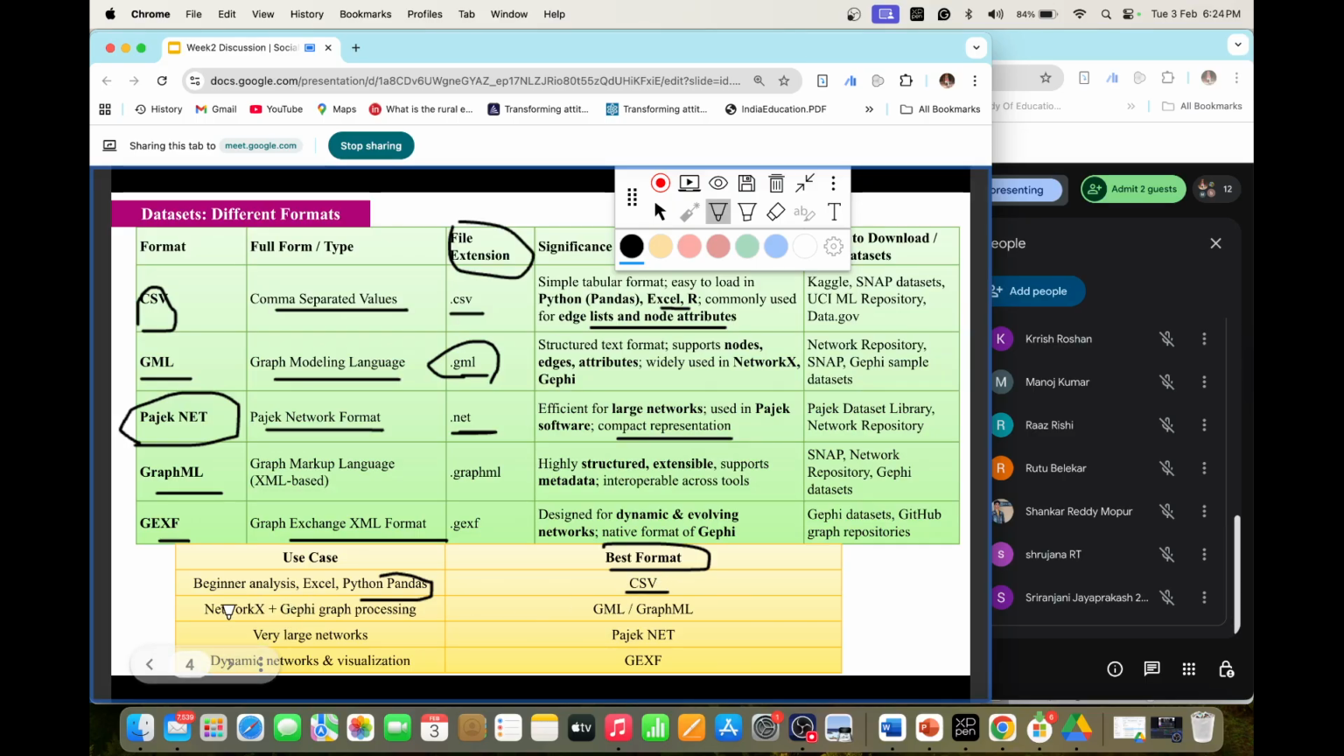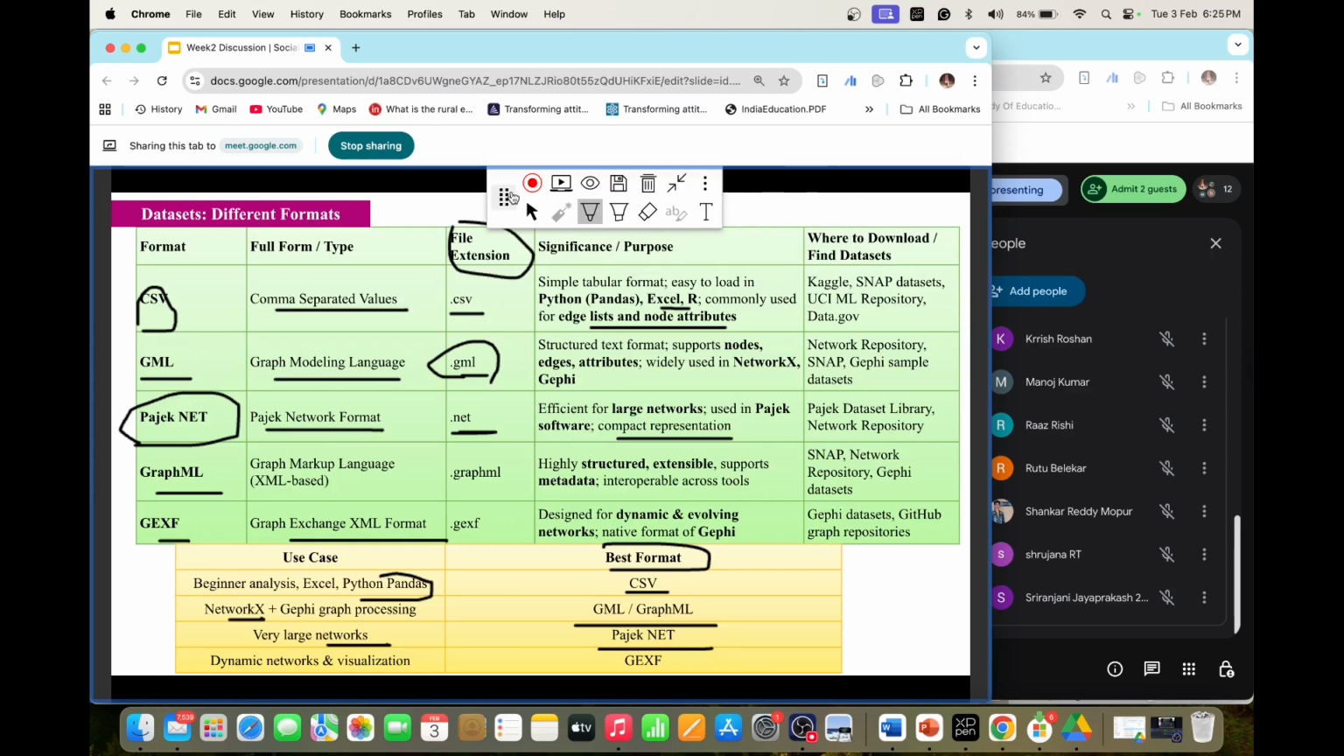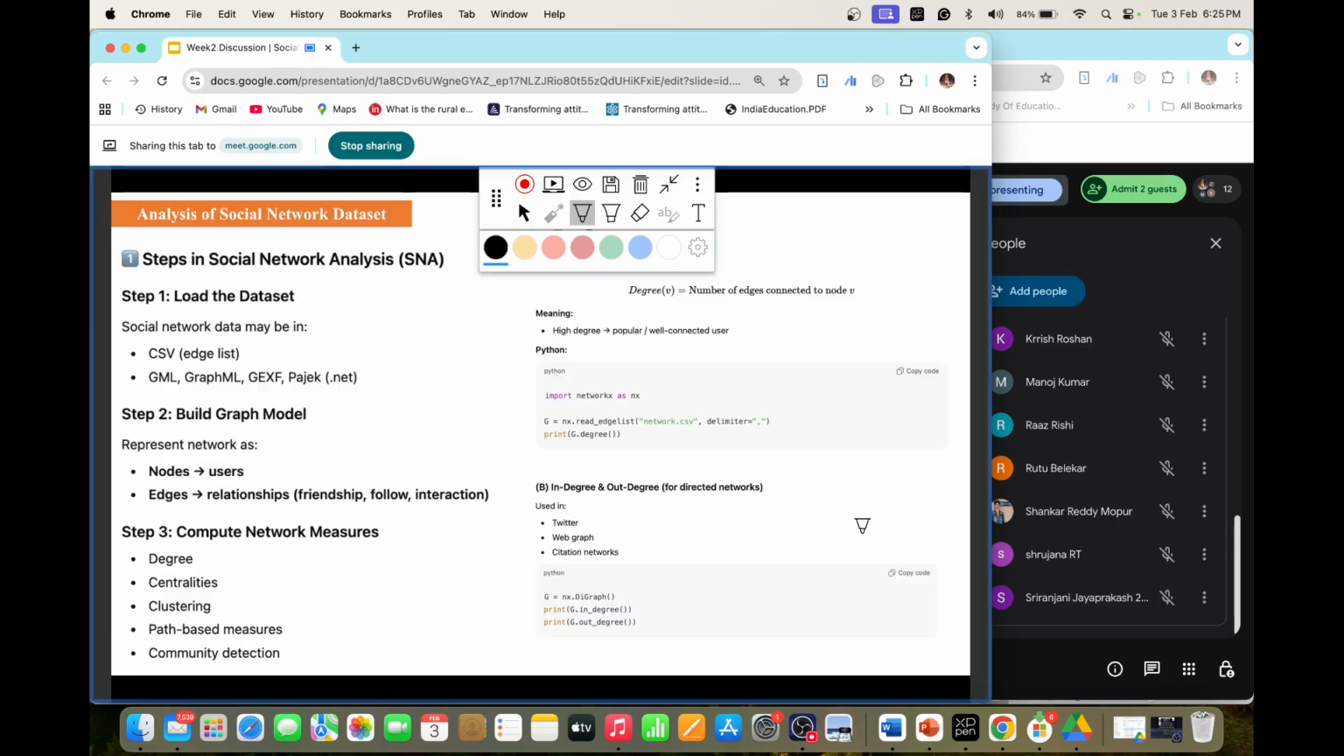When you are operating in NetworkX, the GML or GraphML format is good. When you are dealing with a very large network, you should go with Pajek. And for dynamic networks and visualization, you should go with the Graph Exchange XML format. So these are the different types of datasets and the best formats where you can use them. I have also given you where you can download these datasets, so you can check the internet after this and download some of them.